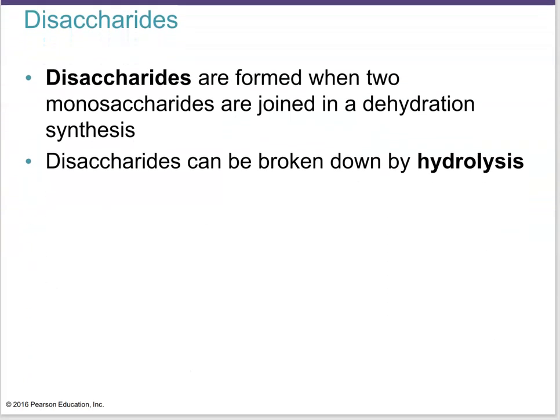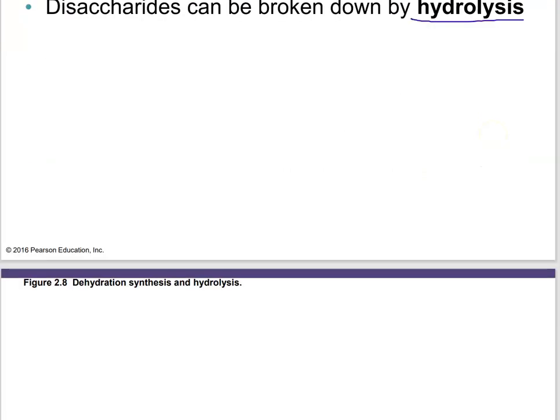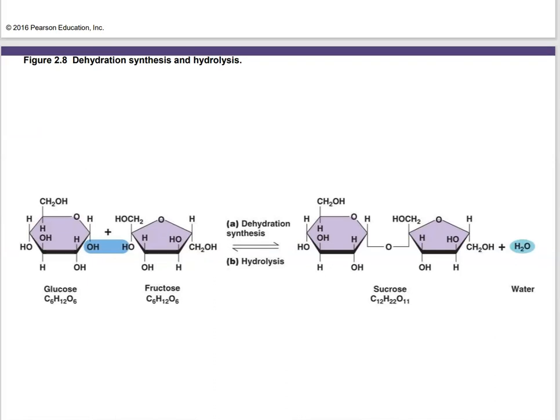Disaccharides are two monosaccharides put together, and so by dehydration synthesis, we're taking water out and putting two monosaccharides together, and then we get a disaccharide, two monomers put together to form a disaccharide. You can also break that back down, and that will be our hydrolysis. We actually put the water back in, and then you can break down the disaccharide back to two monosaccharides. So here is the example.